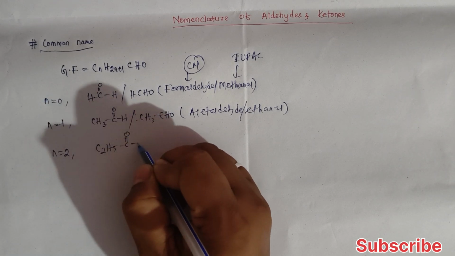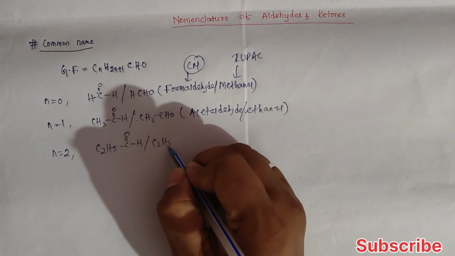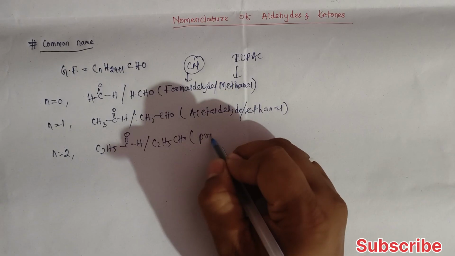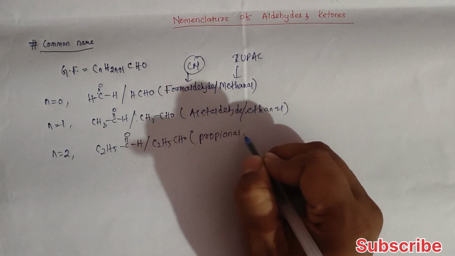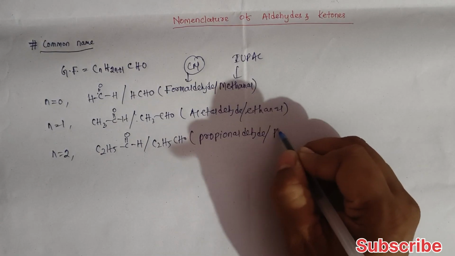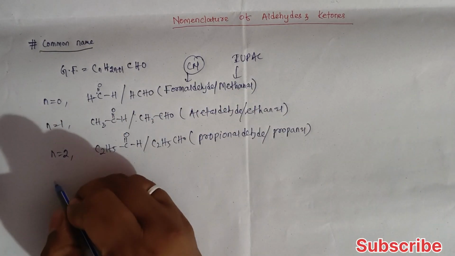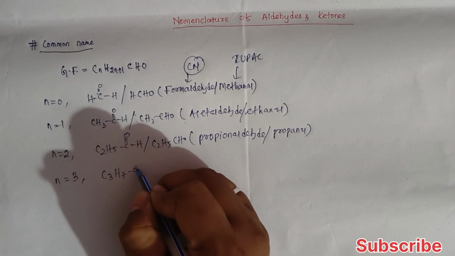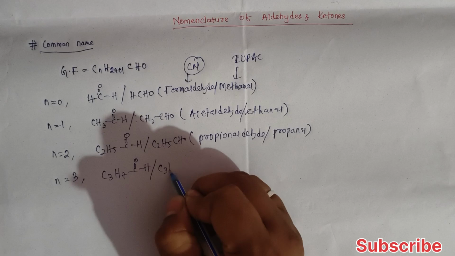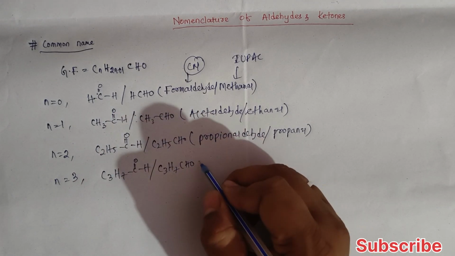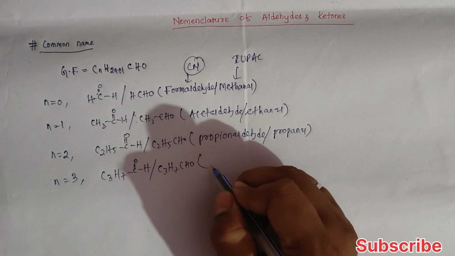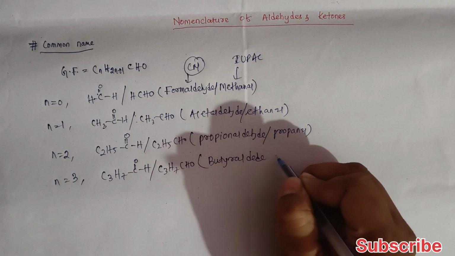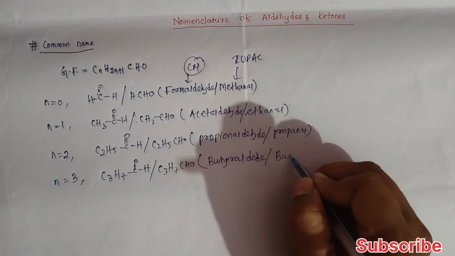If you put n equals 2, the compound will be C2H5 C double bond O H, that is C2H5CHO. It can be written like this or like this. It is called propionaldehyde, or propanal. Clear? If I put n equal to 3, the formula will be C3H7 C double bond OH or C3H7CHO, which is called butyraldehyde. Butyraldehyde is its common name and its IUPAC name is butanal.